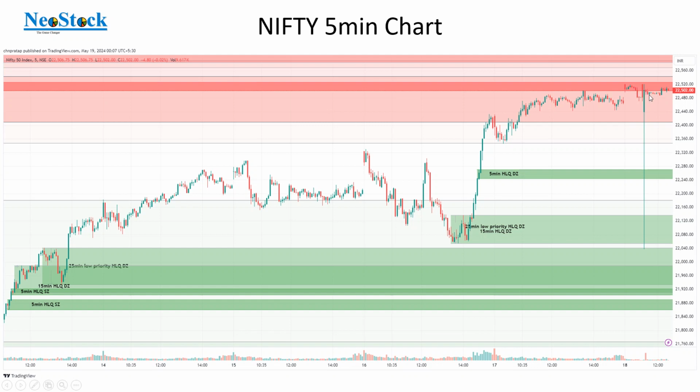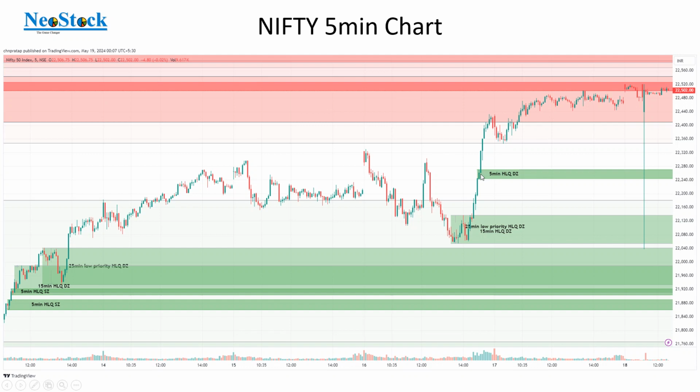If institutions add a new heavy order flow into this supply zone and push the market, then the market will be moving down. Otherwise, with a gap up, this zone will be violated. That possibility is also there. That's why I'm saying Tuesday's market is interesting.